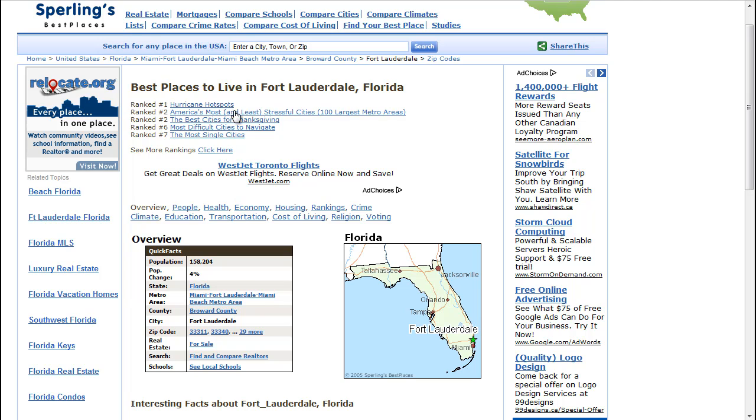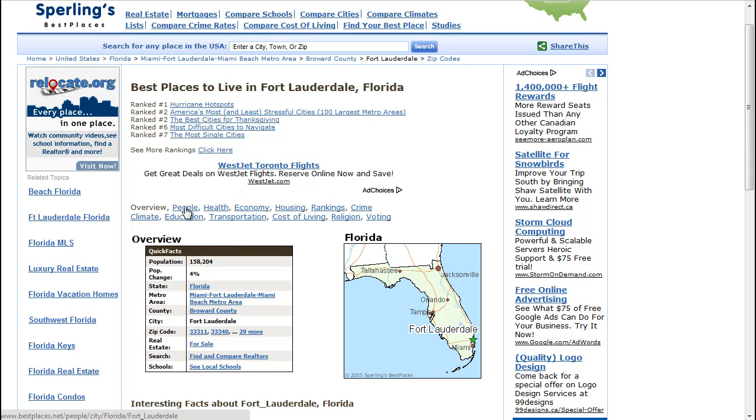Number 1 hurricane hotspot, that's great. And this is the main area we want to be focusing on right here, where all this information is categorized quite nicely for us. So let's go through those critical factors that I had told you about earlier. If you remember, the first one was an increasing population growth. So right away on this homepage for Fort Lauderdale, we can see that it's got a population change of 4%.